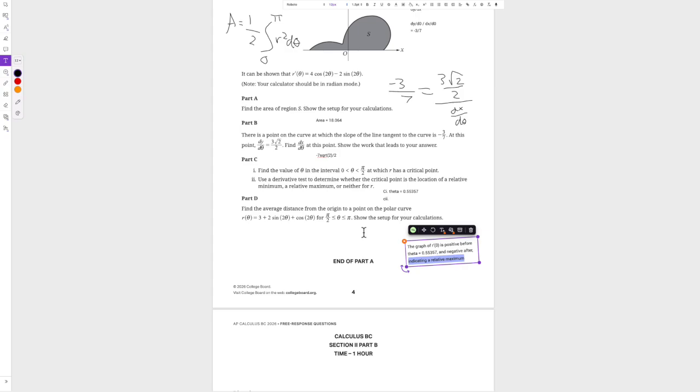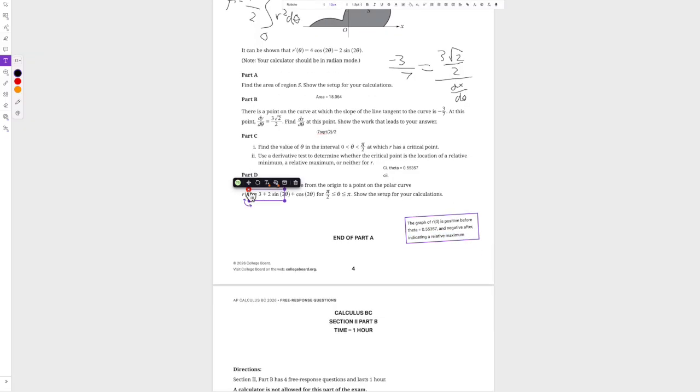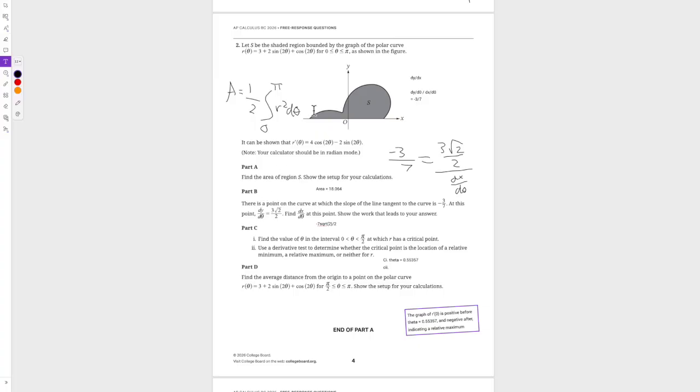Well, what is the distance from the origin to a point on the polar curve? It's going to be the actual value of r of theta itself, because if you think about polar curves, the distance to that point is the radius. So for a given value of theta, the distance is r of theta. In order to find the average distance to a point on the curve, we find the average value of the function r of theta.